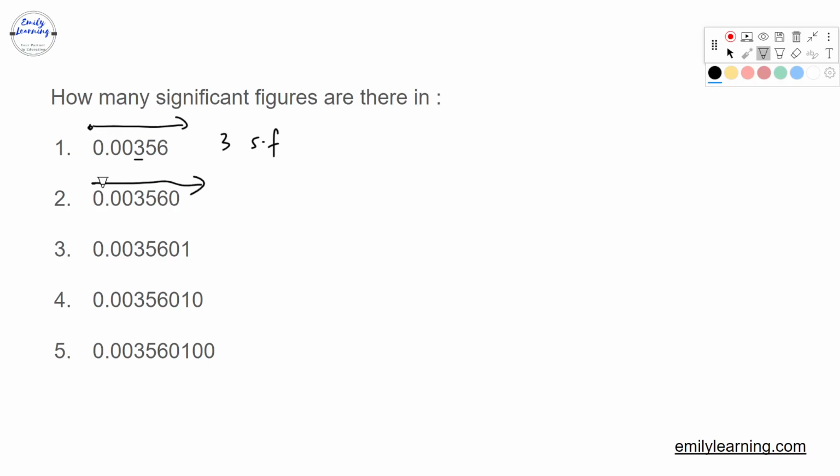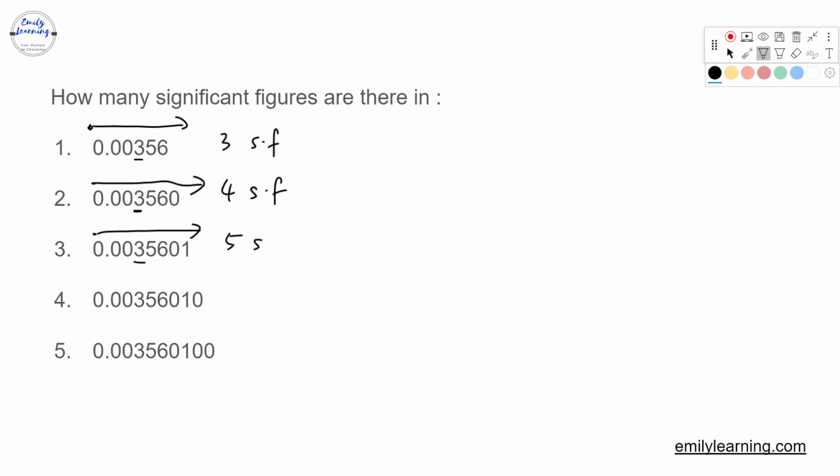Start counting from left to right. This is 0, so it's not considered a significant figure. I will go on until I meet the first non-zero number, which is 3. So there's 1, 2, 3, 4. 4 significant figures here. Moving on to question 3, starting from the left, go to the right. We'll start counting from the first non-zero number, which is 3 here. So there's 1, 2, 3, 4, 5.